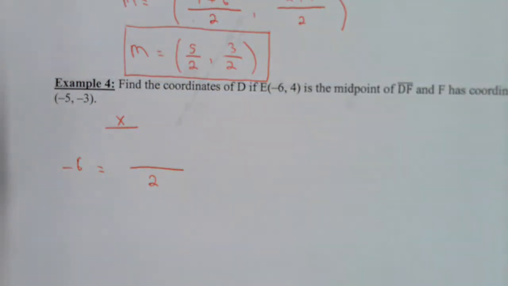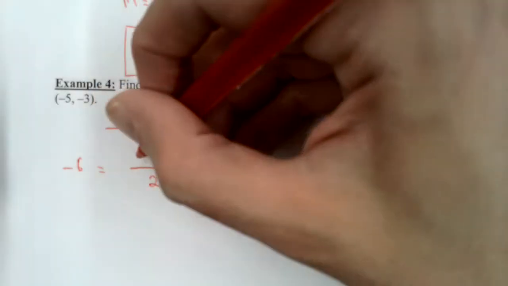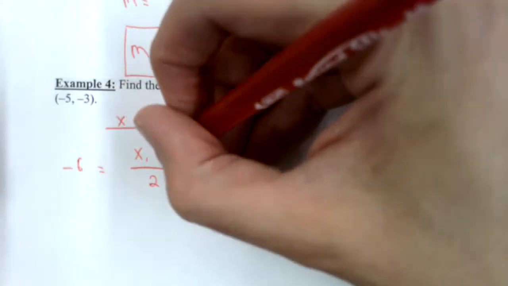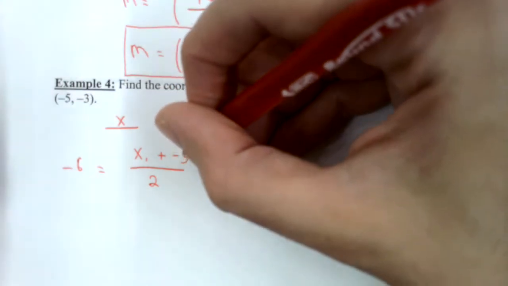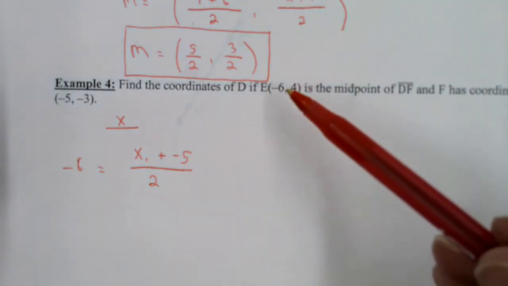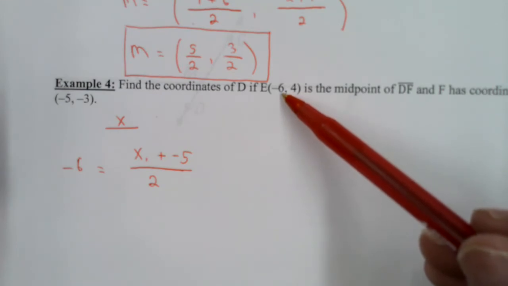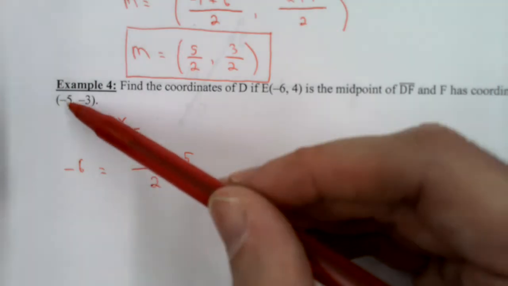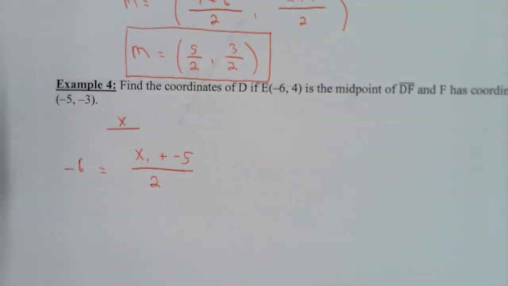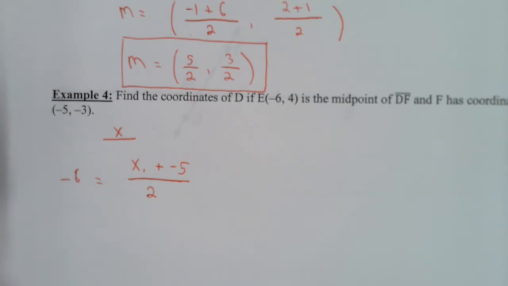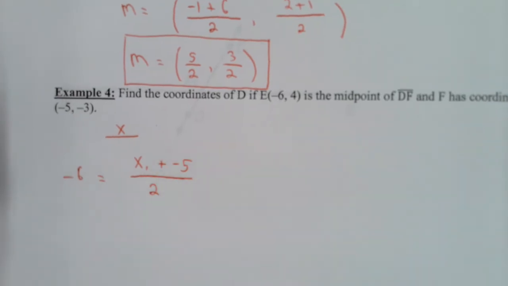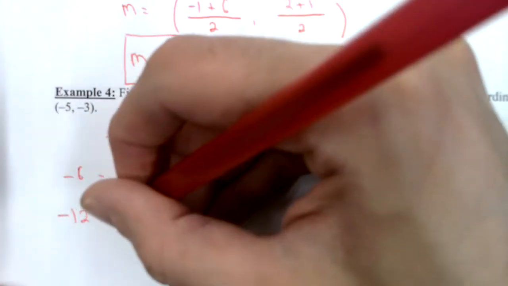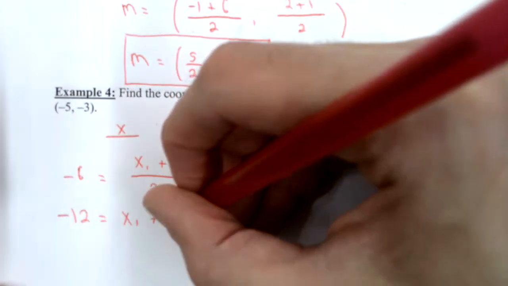-6 has to equal, I'm going to call it x1 plus that x value. Okay, so the midpoint is E. The midpoint's x value has to equal the missing x value plus the given x value divided by 2. Solve that for x1. So you're going to multiply each side by 2. It gives you -12 equals x1 plus -5.